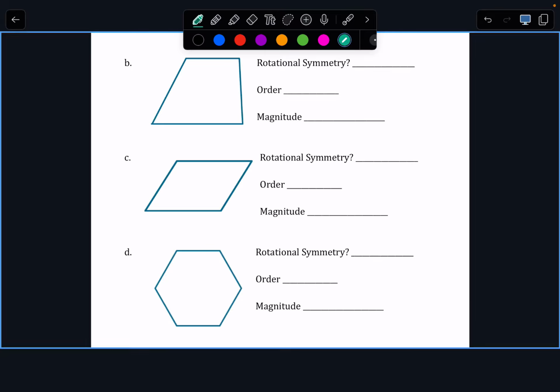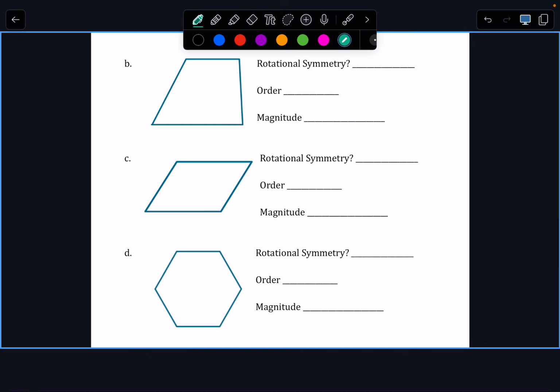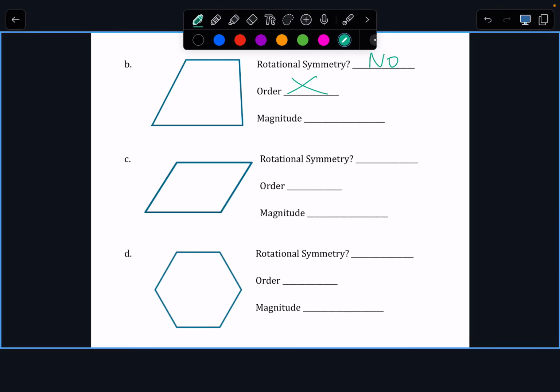All right, Logan, does B have rotational symmetry? No. Oh, that is sad, but also saves us some time. Is everybody okay with why B does not have rotational symmetry? Does B have line symmetry? No. Okay. Excellent.